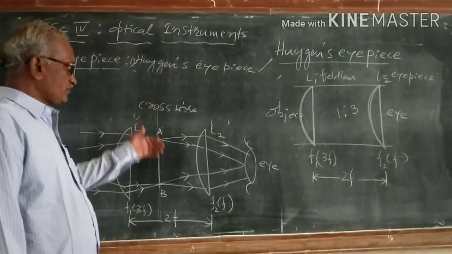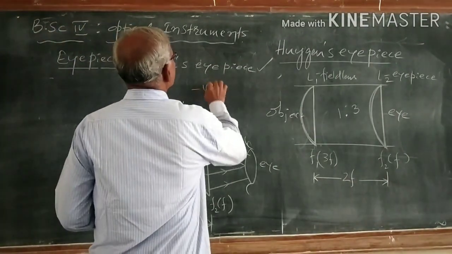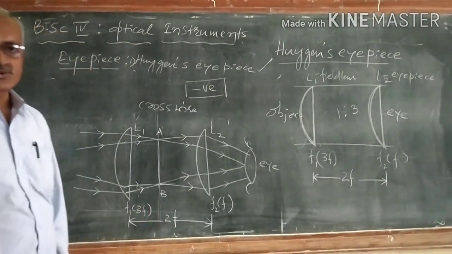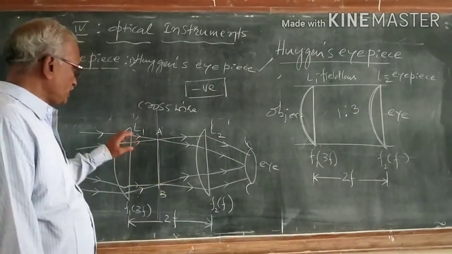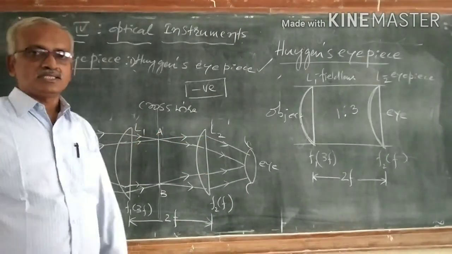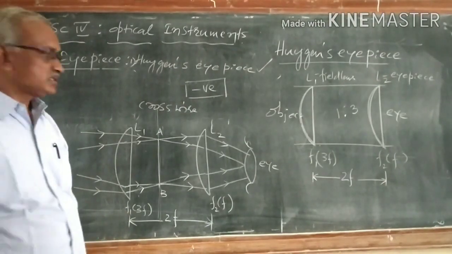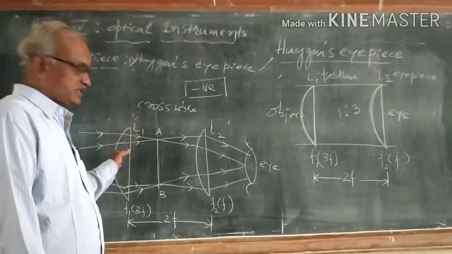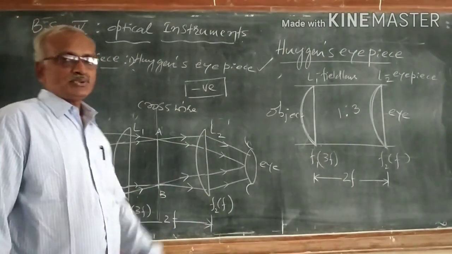Therefore, the Huygens eyepiece is called the negative eyepiece, because we cannot use cross wires. As I told you, if you use the cross wires in between the field lens and the eye lens, there is a blur in the formation of the image. The image is not so clear if you use cross wires in between the two lenses, the field lens and the eye lens. It is so blurred. Therefore it is called the negative eyepiece.